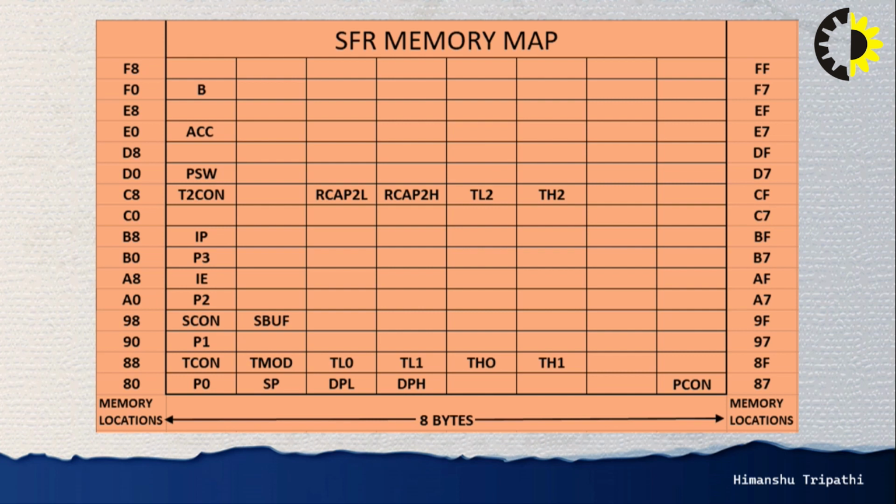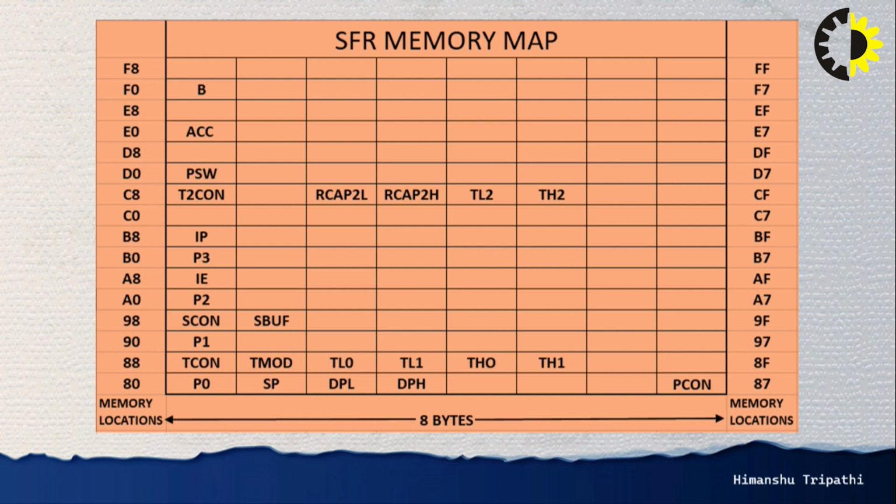Only a few locations are occupied, and these locations are given a special name and can serve a special function only. So if we write into any of these registers, it may affect the performance or the working of our microcontroller. These registers cannot be used to store arbitrary data.